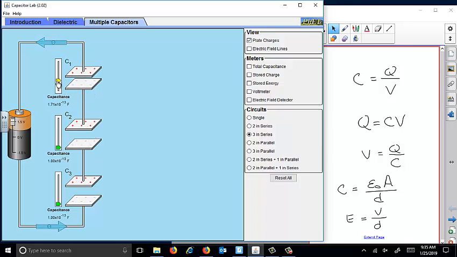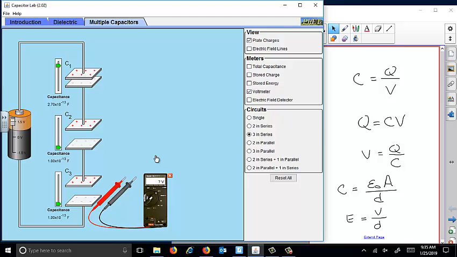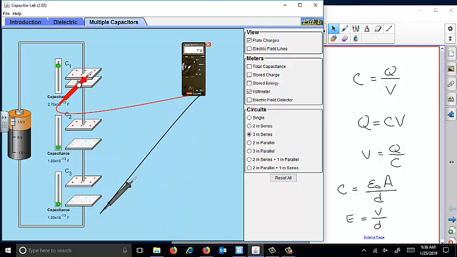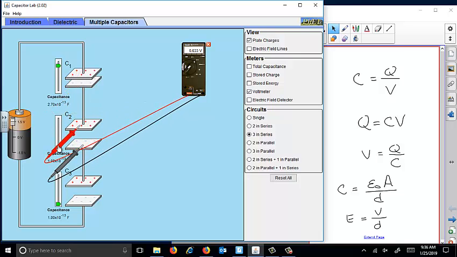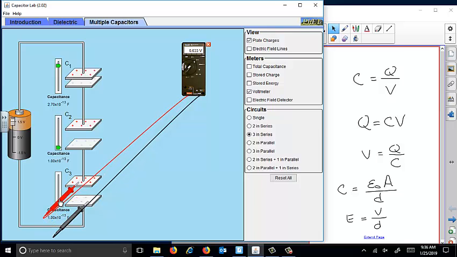Now if you have one capacitor that's closer and has more capacitance, what will happen is that more of the voltage drop will actually be across these two plates. We could see that if we get our voltmeter here. If I measure the voltage across these two plates, it's 0.234 volts. If I go down here, the voltage across this plate is 0.66 volts. And if I measure the voltage across these two plates, it's 0.633 volts.